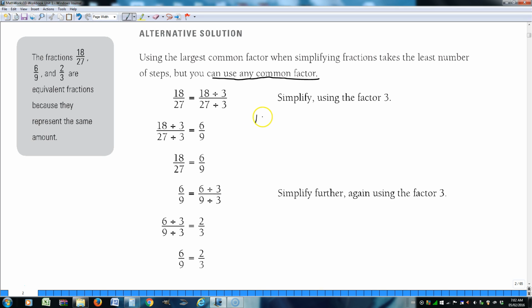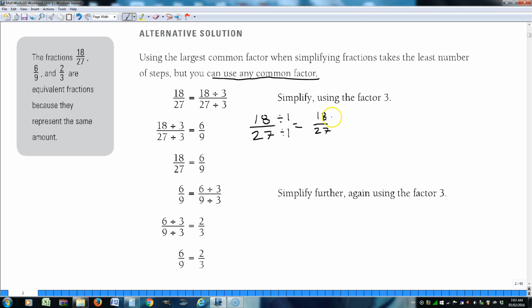We have 18 over 27, and just choose any factor that you can see would work. 1 doesn't go, 2 doesn't go. Well, 1 goes, it doesn't help. Let me show you that. 1 goes into both, but divide the top and bottom by 1, and you get the same number. 18 divided by 1 is 18. 27 divided by 1 is 27. So we haven't helped ourselves. We've wasted time. How about 2? Nope, 2 doesn't go.